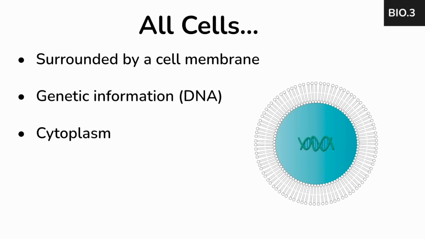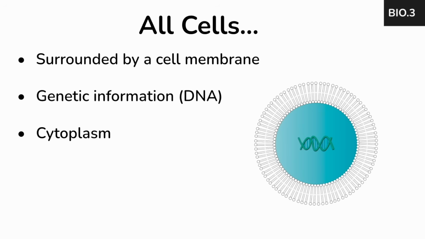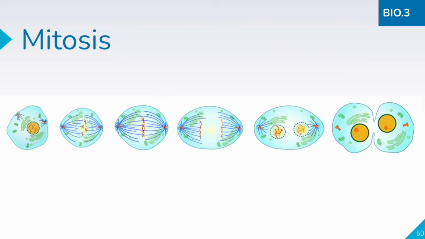All cells also are surrounded by a cell membrane, which is a phospholipid bilayer. It's made out of lipids, one of those main categories of organic compounds. All cells have genetic information, so DNA, we talked about that, and all cells have cytoplasm, or something to hold its materials in.